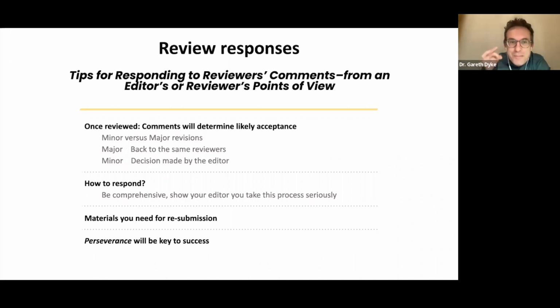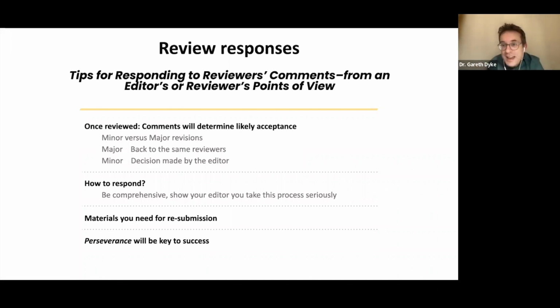So if you get minor comments on your paper, that means the paper is probably not going to go back to the peer reviewers again. If you get major comments, and that will be in the wording of the email that you receive, minor versus major or comprehensive changes required, then probably the journal is at least going to give the peer reviewers of your first submission the chance to look at your paper again.